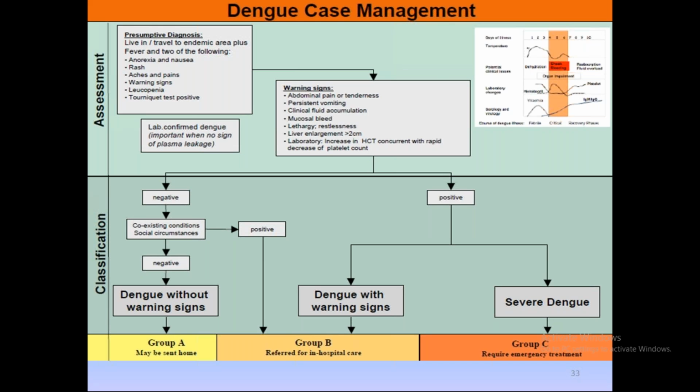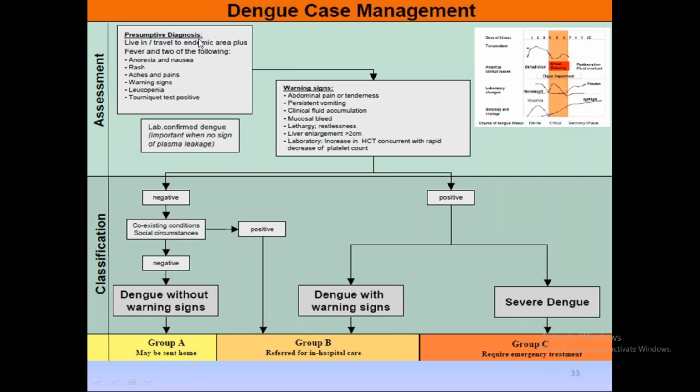Coming to the management, how do we manage dengue fever? Once you label them as dengue without warning signs, dengue with warning signs, or severe dengue, they are categorized into group A, group B and group C patients. Group A, usually without warning signs, you can send home and treat at home. Group B, better to hospitalize these children and monitor. Group C always requires emergency treatment.